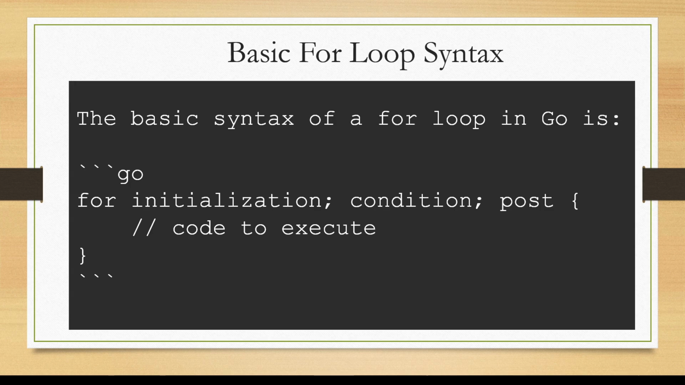Then comes the condition, that is a check before every loop. If it is true, the loop continues. If it is false, the loop stops. For example, i < 5 means keep looping until i reaches 5. The post part runs after each loop. Most commonly we use it to update the counter like i++, which means increase i by 1.